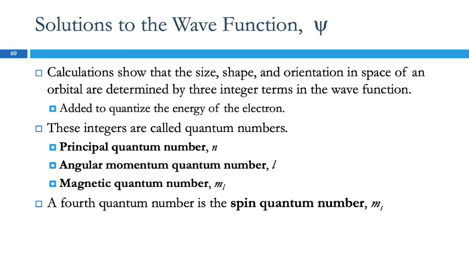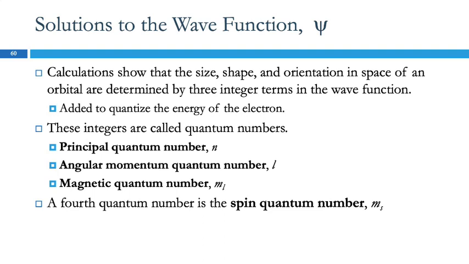We know that the size, the shape, and the orientation in space of an orbital are all determined by integer terms in the wave function. There are 3 of them. These were added into the equation to quantize the energy of the electron, because we know from experiment, from those line spectra, that the energy of electrons is quantized, right? Just like money: 5 cents, 10 cents, 25 cents, no 17-cent coin, right? So we put these integers in here so that we only come up with energies that match what we know.